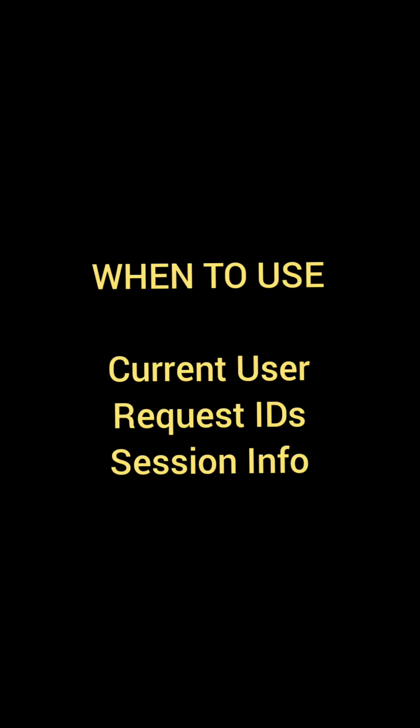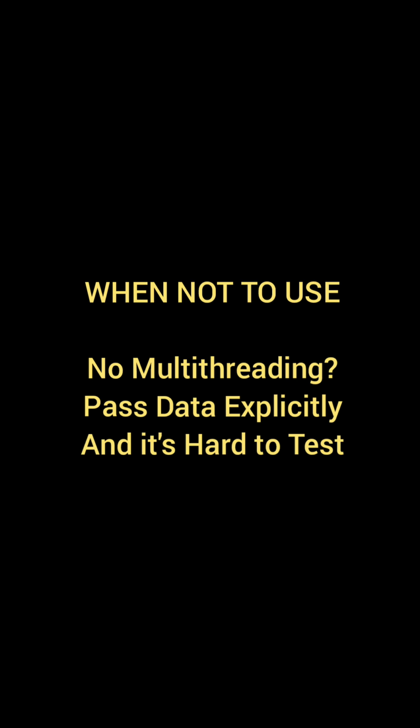So when should you actually use thread local? Use it when you have data that belongs to a specific thread, like the current user, a request ID, or session-specific logging info. It helps you keep your code clean without passing too many parameters around. But it's not always the right tool. If your app isn't multi-threaded, you probably don't need thread local. And if it's simple to pass data explicitly, just do that.